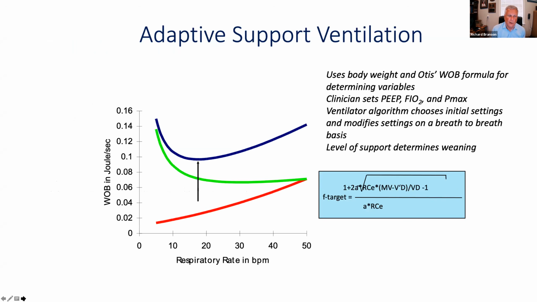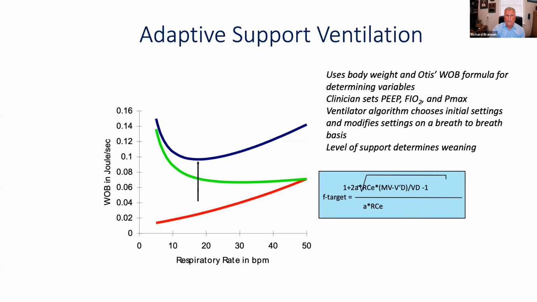And I'm sure you've all seen this if you've been to any talk about ASV. It is, like AVM, based on Otis's work of breathing formula for a patient. And again, I'm not going to test you on solving the equation on the bottom, but essentially Otis said, based on the resistive work and the elastic work, there is a combination where I can get the lowest amount of work at a respiratory rate that gives me normal gas exchange.